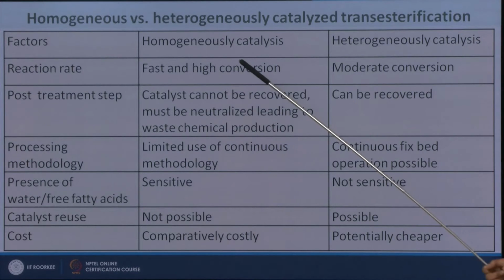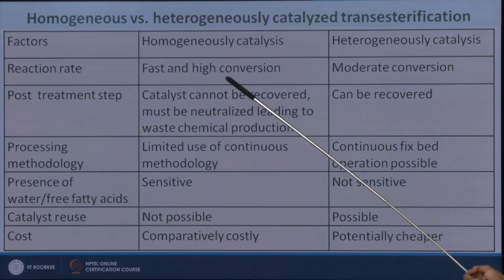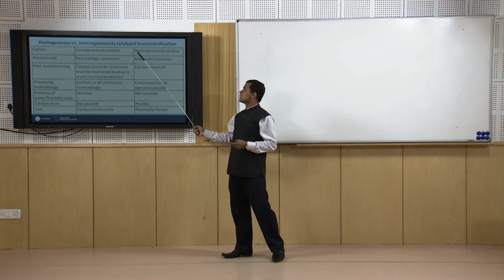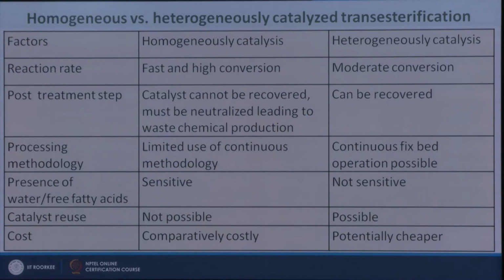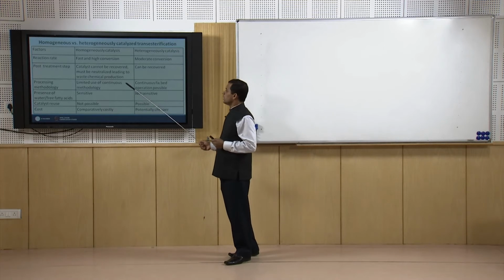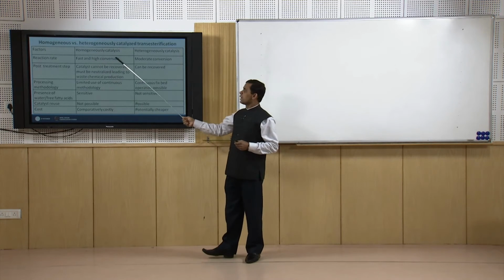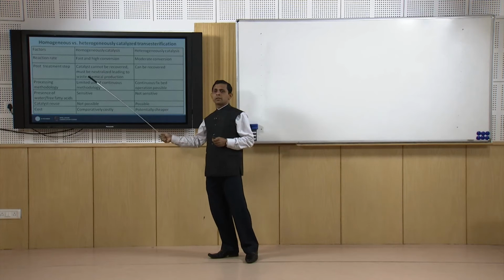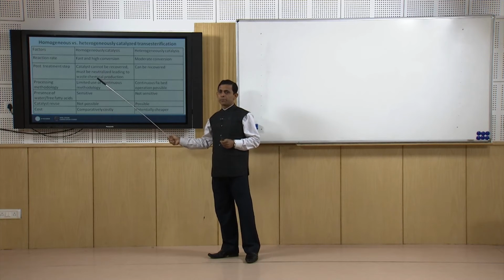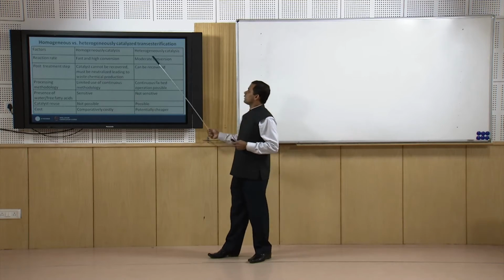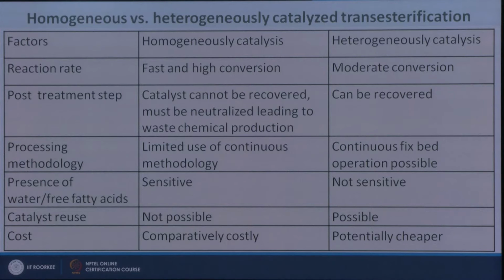So reaction rate, obviously in this case fast and high conversions. The homogeneous catalyst gives very fast reactions, but heterogeneous is moderate conversion. That is why we got lesser conversions with the heterogeneous catalyst in the previous slide we just discussed. And then what about the catalyst in case of homogeneous phase reactions? It is difficult to separate the catalyst from the media and it also creates some waste chemical. But in case of heterogeneous, we can remove the catalyst, we can regenerate it and reuse it.